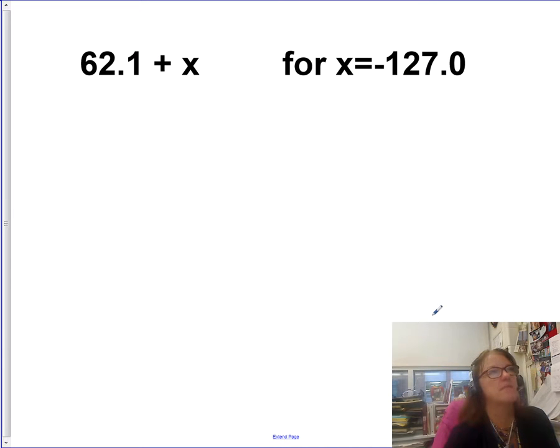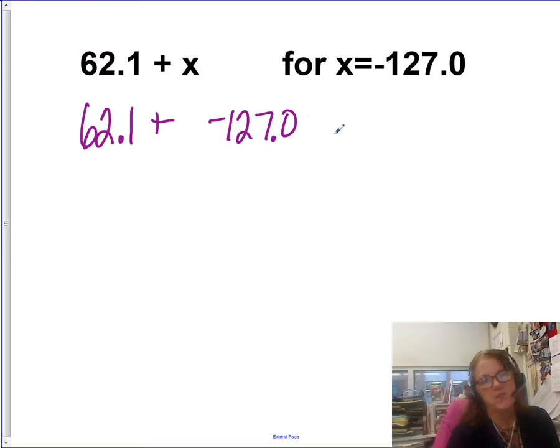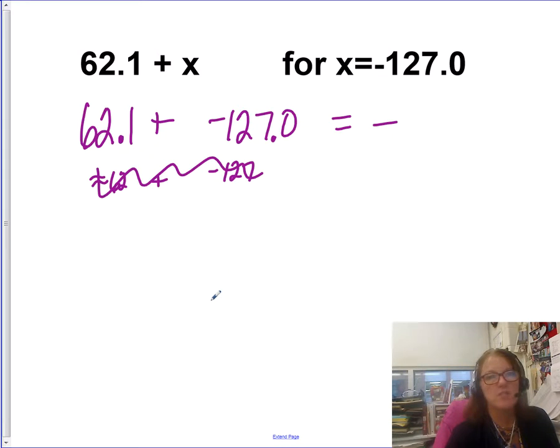My answer made sense. What if you have a variable in there and I'm asking you to evaluate and substitute a value for the variable? Go ahead: 62 and 1/10 plus whatever x is. In this case, x happens to be a negative 127. If the decimal freaks you out, think of it this way: this is about equal to 62, and it's like adding negative 127. Who's winning this battle? Definitely the negatives are. They have way more people in their army. So now I have to do the actual math.